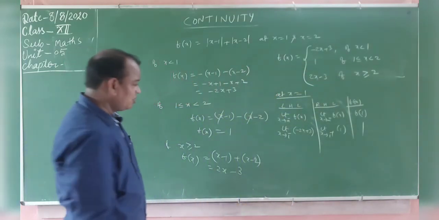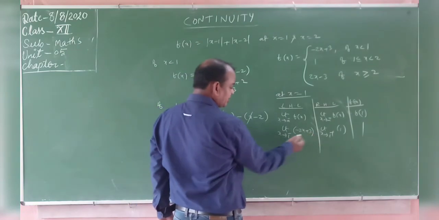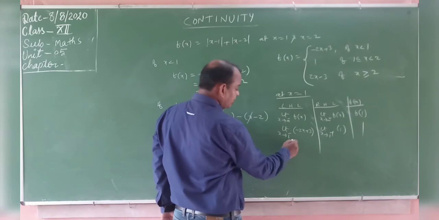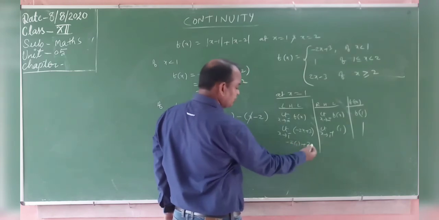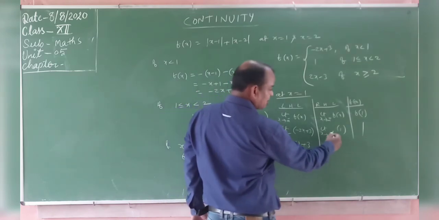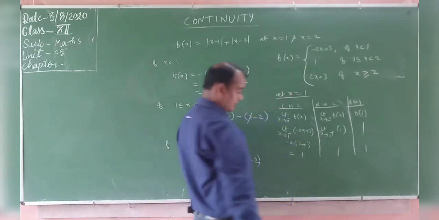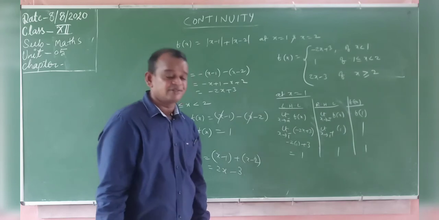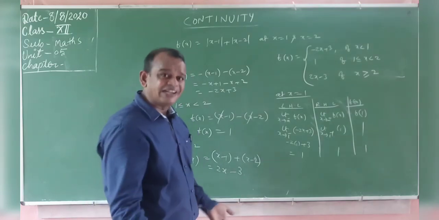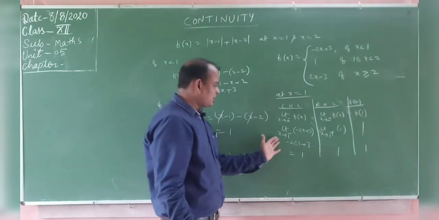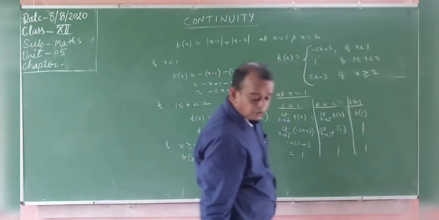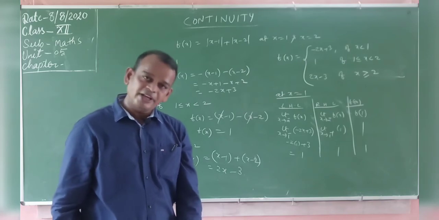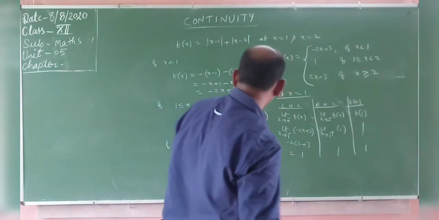Say yes or no? Now substitute x is equal to 1. Minus 2 plus 3. X value is exactly 1 only, not minus 1. Minus 2 into 1 plus 3 means 1. This is constant 1, means 1. This is 1. What happened? All are equal means f is continuous. F is continuous at x is equal to 1: LHL, RHL and function value. Therefore, it is continuous at x is equal to 1. Okay, my dear students. Now, at x is equal to 2.